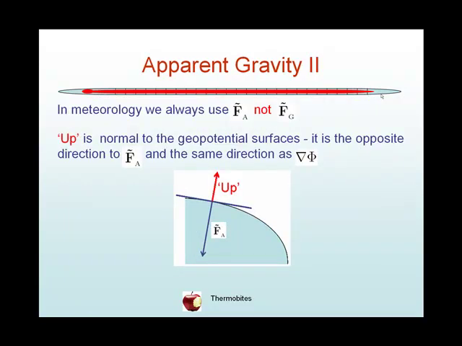And that's shown here. In meteorology, we'll always use the apparent gravity and not the Newtonian gravity. Up is normal to the geopotential surfaces. It's in the opposite direction to the apparent gravity force, Fa, and in the same direction as the gradient in geopotential. So there's up, and the force due to gravity is down.